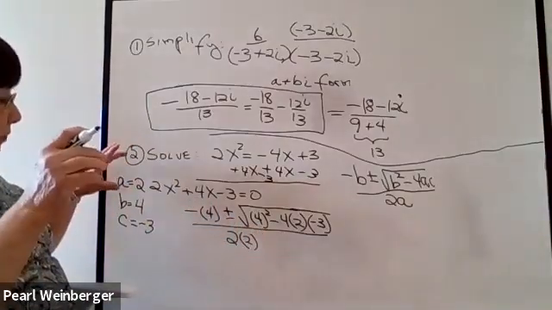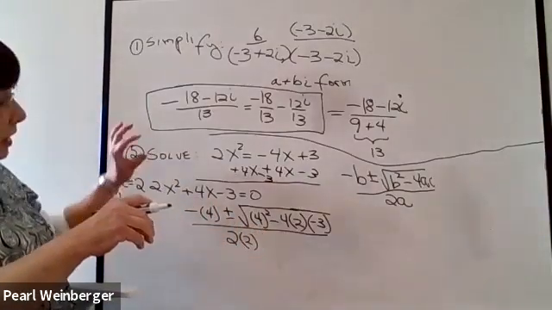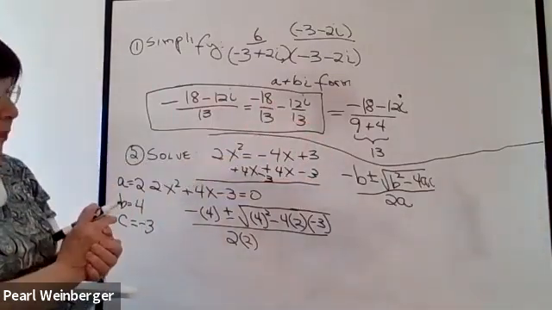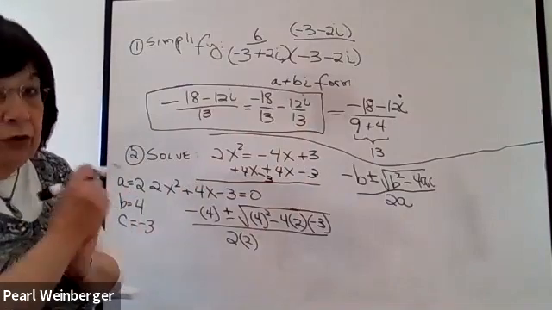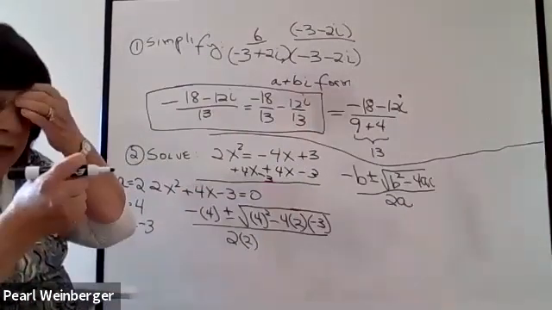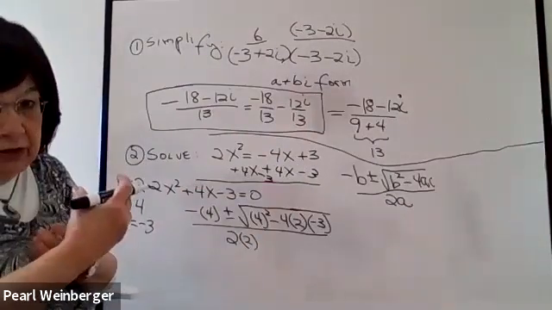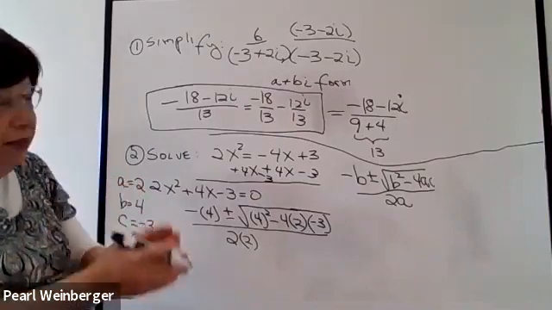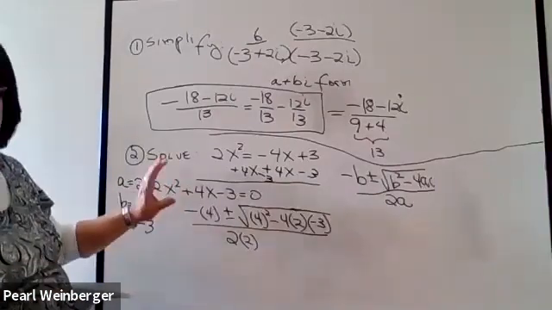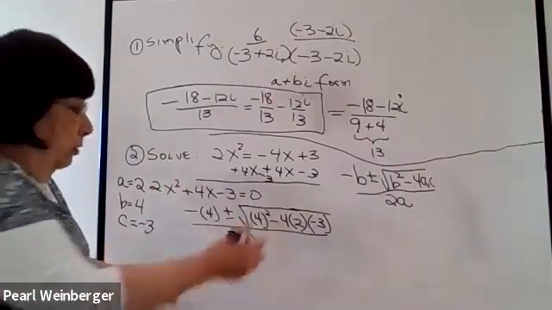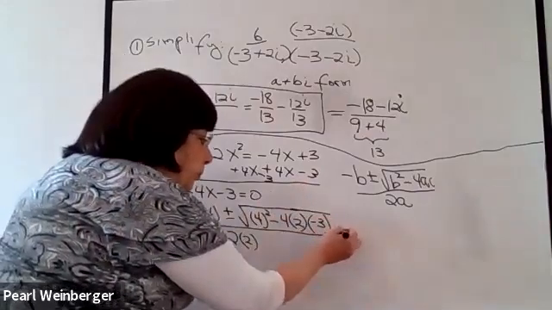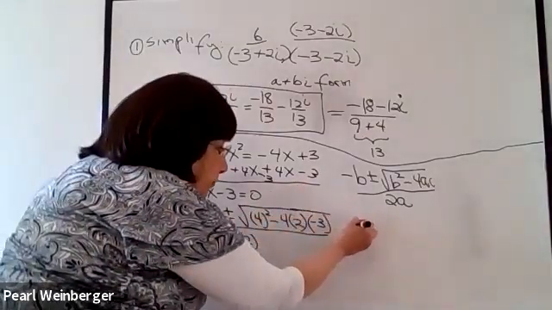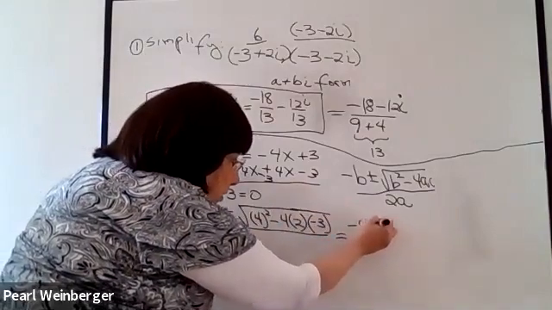So step 1, figure out what your a, b, and c is, and then stick the numbers into the formula. And now it's just a matter of simplifying. I know I'm saying just. It might involve quite a bit of work, but that's basically what using the formula means: you're simplifying. Okay, so here we go. Negative in front of a parenthesis of a 4 is negative 4.